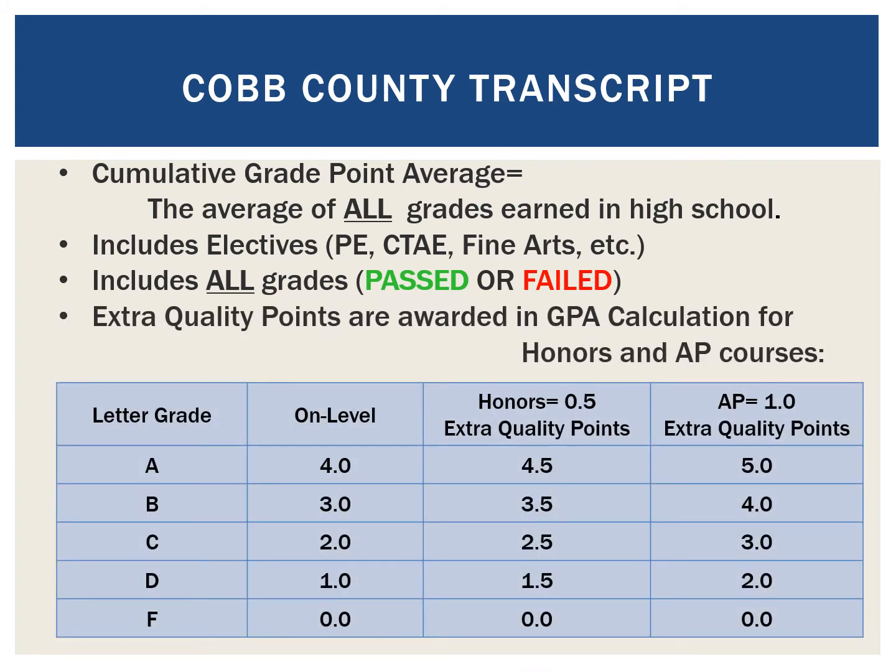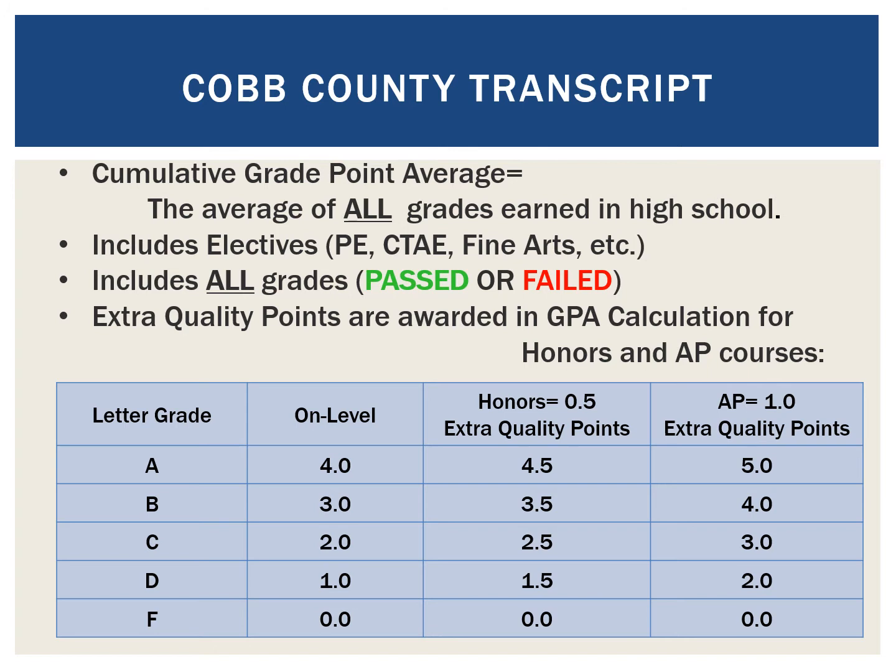In addition, the Cobb County transcript has weights added to honors and AP courses that are taken. So if a student earns an A in an on-level class, that A is given a quality point value of 4. That's how you get a 4.0. If you get all A's, you get a 4.0. If you take honors classes and get an A, you would get a value in your GPA calculation of a 4.5. So you're given a half extra quality point for honors classes that you've taken. If you get a C, it's a 2.5 instead of a 2 for an on-level class.